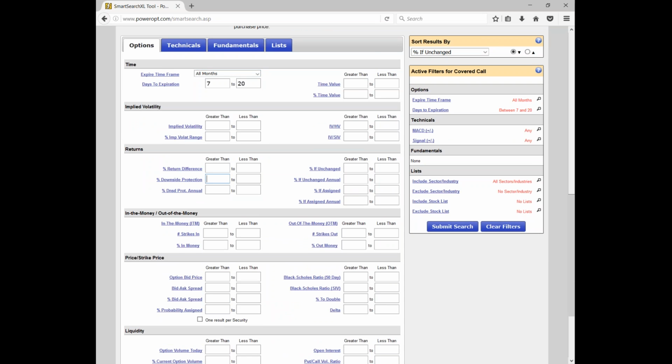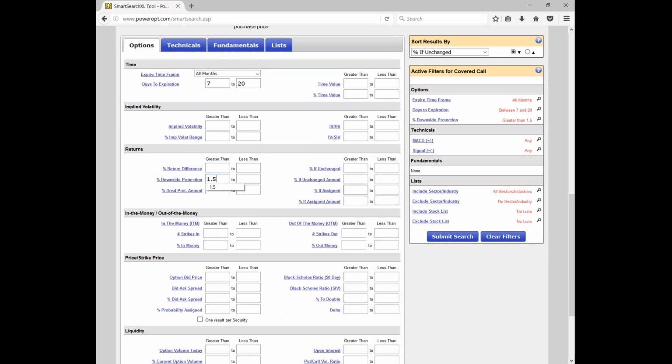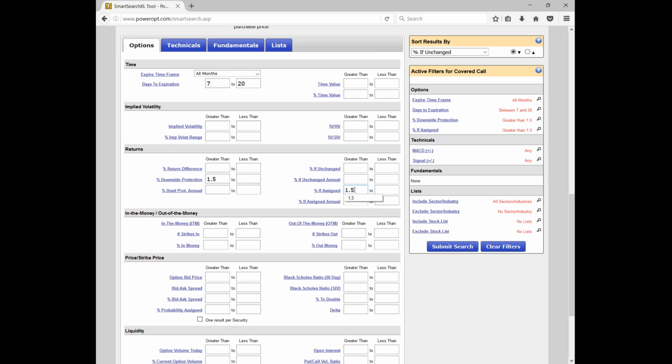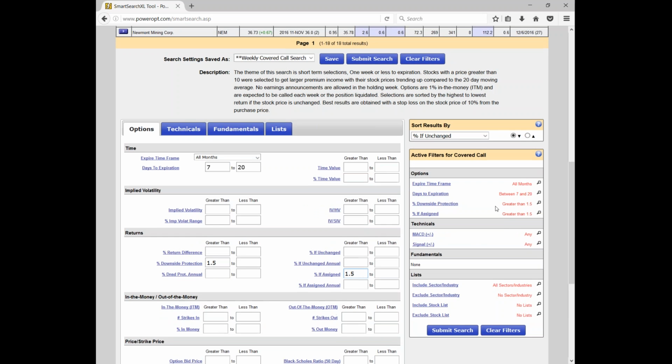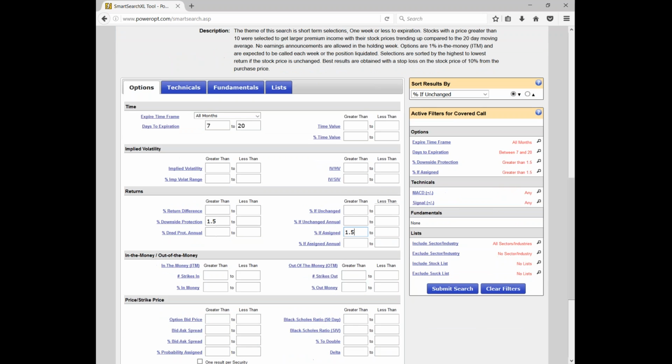Okay, so we know that going out in time, we're going to want decent downside protection, and we're going to want a reasonable percent if assigned. I'm going to keep it at 1.5%. We don't have to worry about any stock filters. What I'm doing here is asking, what is your trading plan, Joe? What is your requirement for annualized return if assigned, percent if unchanged, and downside protection? Why are you trading covered calls?